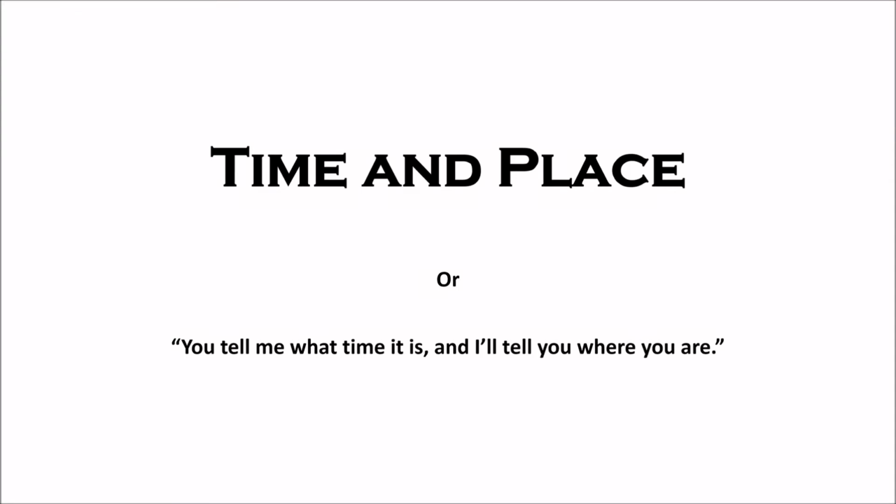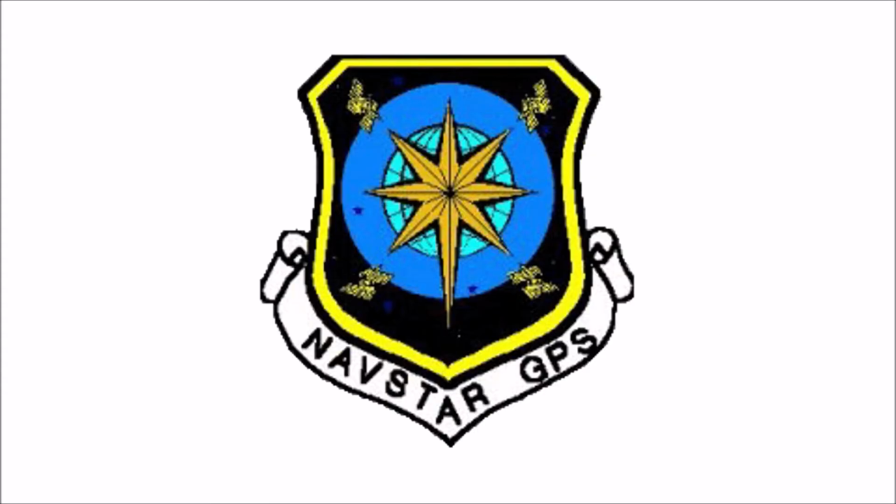Time and place, or you tell me what time it is, and I'll tell you where you are. There is a very advanced technology that we've come to rely on every day to find out where we are and to get us where we want to go. We use it in our smartphones, we use it in our cars and boats, and we use it when traveling in the backcountry. That technology is GPS, the Global Positioning System, officially known as the Navstar Global Positioning System.